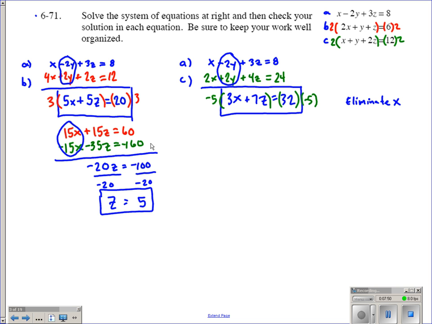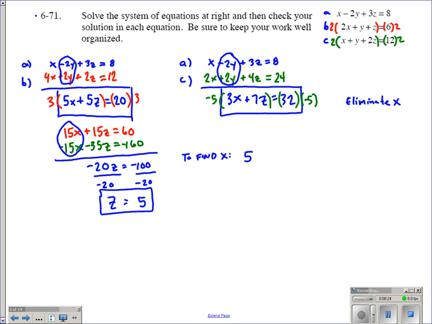Now to end up with our other values, we're going to have to be smart about where we plug in this 5. We don't want to plug it back into the original equations because we still have too many variables up there. So use one of your 2 boxed equations. I'm going to plug in 5 for z in this equation. So I'm going to find x. And you may want to label where you're doing it, so that if you keep your work organized and make a mistake, you can figure out what you did by retracing your steps.